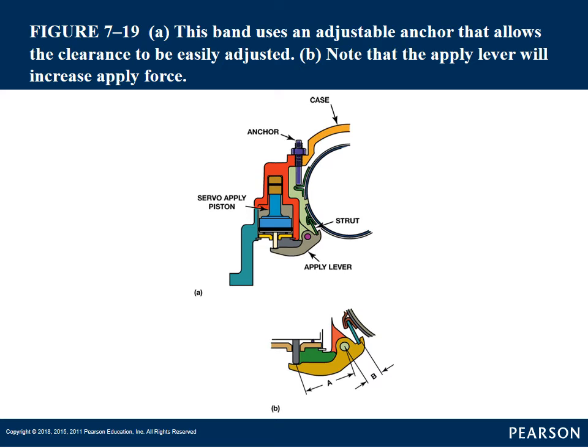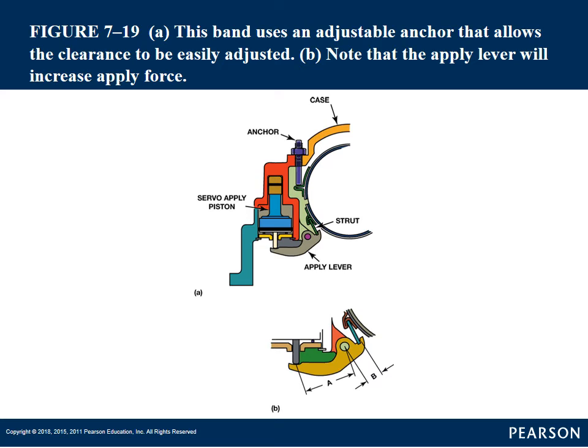The servo apply piston is going to have pressure applied on the back side of that piston. That piston's going to push out. It's going to push on that rod, which is going to push on that lever, which is then going to squeeze that band and make it grab the drum or the planetary gear set. There's going to be a spring on the inside of that servo that, when they release the pressure on the back side, is going to push that servo back closed.